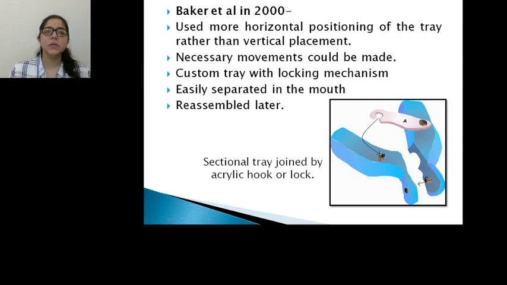Next is Baker et al. in 2000. What his idea was, he used more horizontal positioning of the tray rather than vertical positioning. So more horizontal positioning enabled more movements which are necessary to be made. So custom trays were there with a locking mechanism. As we can see, this hook attaches in this nut, and intraorally we can attach them. And in the handle also there is one more nut and its retentive area. So we can lock them inside the mouth, and after the impression material sets, we can separate the tray and remove them one by one, and outside the mouth we can approximate it again.